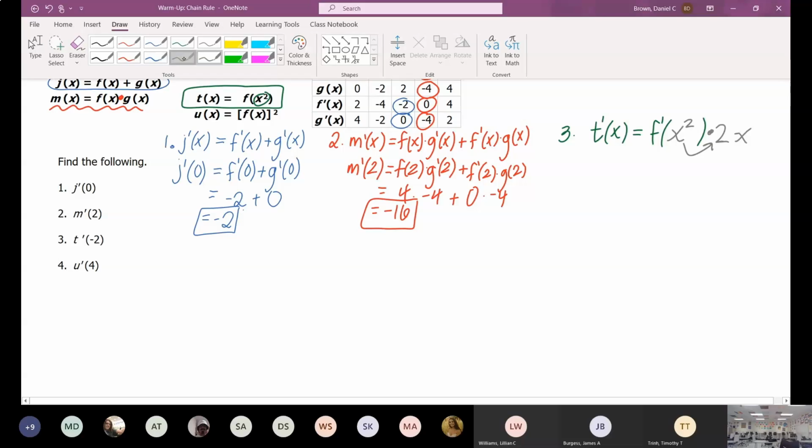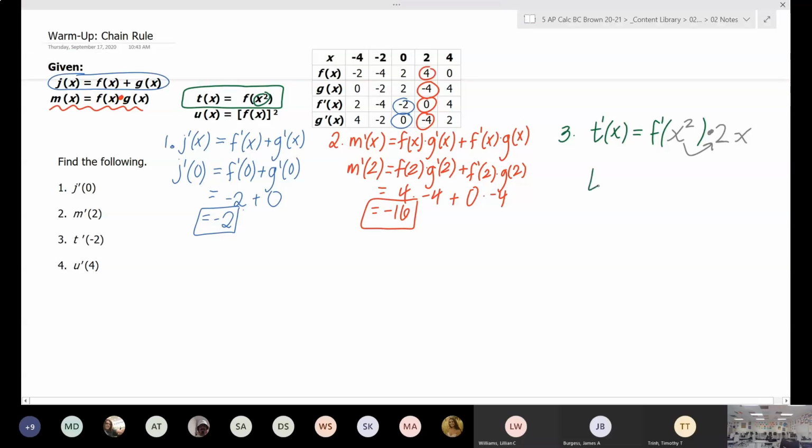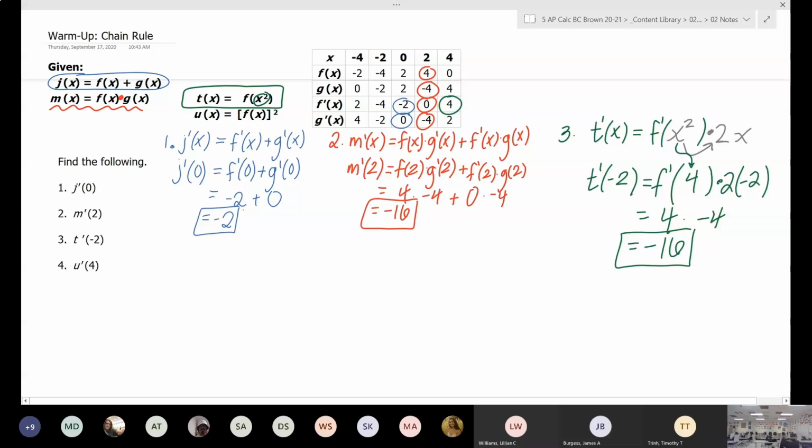So when I want to finish this problem out, we're asking to find T prime of -2. So that's the same thing as saying f prime of, well, x squared is on the inside, -2 squared is 4, times 2 times plugging in -2 for x. F prime of 4 is 4. So we end up with 4 times a negative 4. T prime of negative 2 is negative 16. I do want to pause right now to see if anyone has any questions, particularly on that number 3, as it does use what we did yesterday with the chain rule.